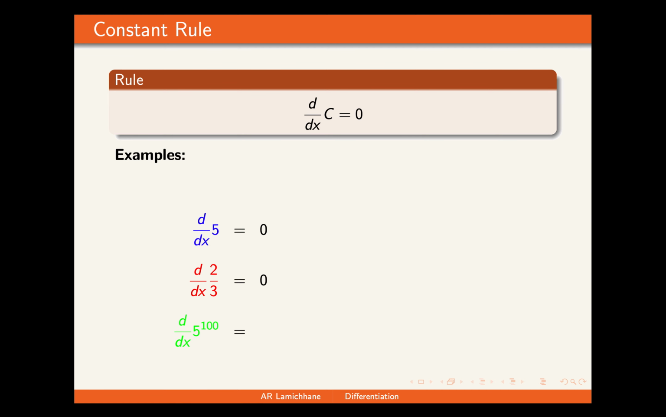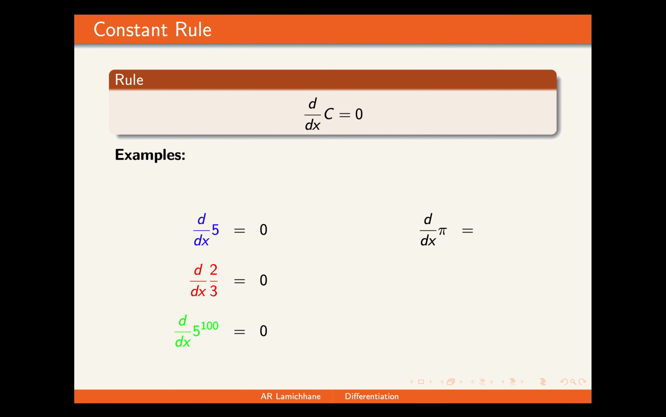The derivative of 5 to the power 100. What is 5 to the power 100? 5 to the power 100 is still a constant, right? So in that case, the derivative of that with respect to x must be 0.